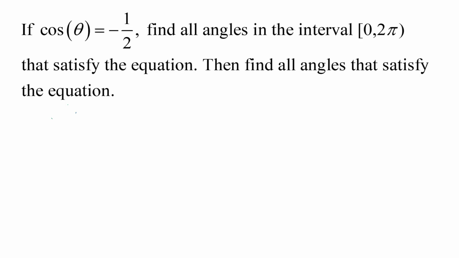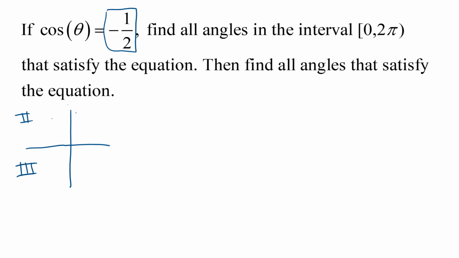If cosine theta equals negative 1/2, find all angles in the interval from 0 to 2 pi that satisfy the equation. Okay, let's do that much. So I'm going to make the quadrants here, and I think of a cosine value that is negative. Cosine is the x value. X's are negative in quadrant 2 and in quadrant 3.